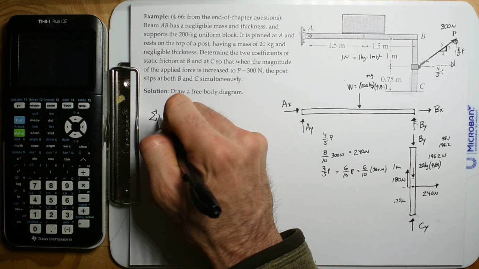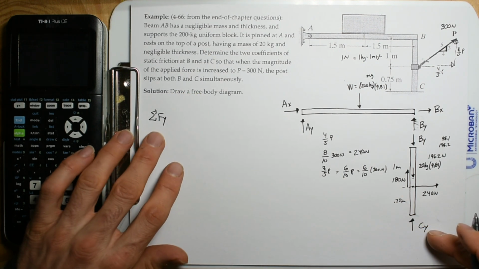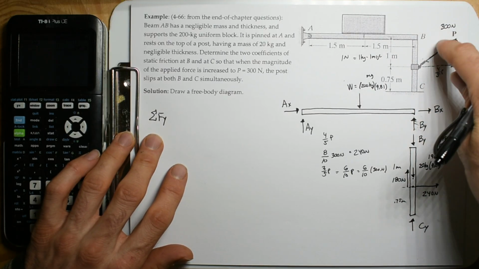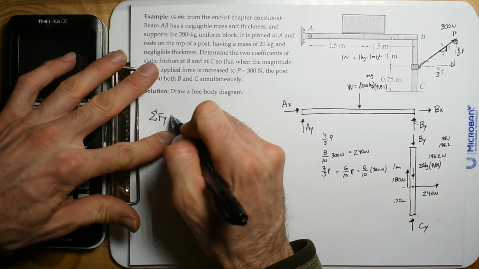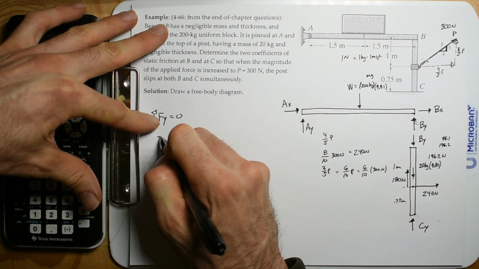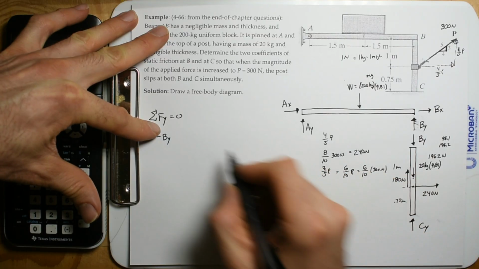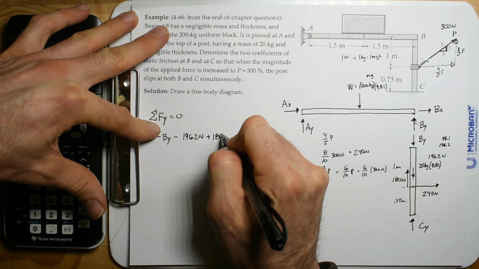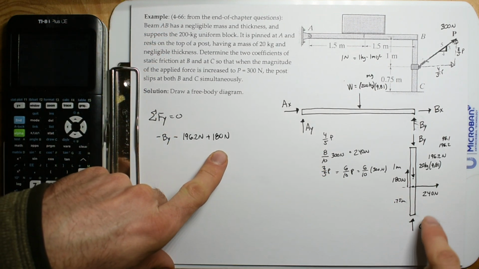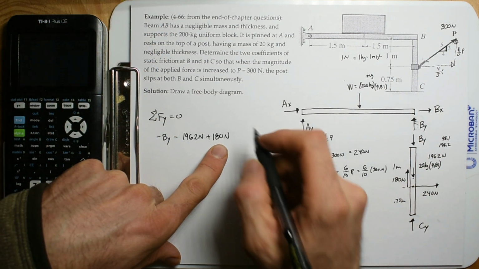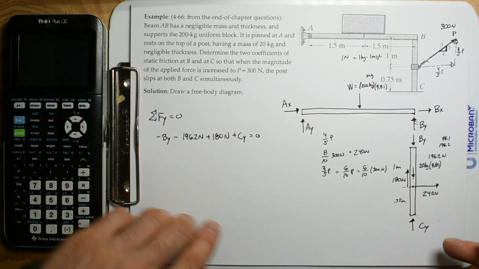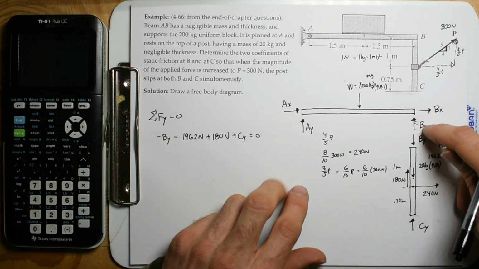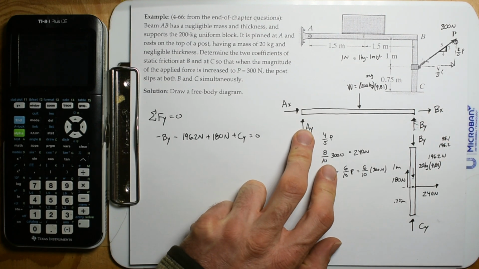So we have the sum of the forces in the Y direction right here. Yeah, and we're kind of skipping a step. We didn't figure out what BY was, but let's go for this. Is 0. So we're going to have negative BY minus 196.2 newtons plus 180 newtons, and then plus CY is equal to 0. Cool. So we have two different things here. We need to come back up to this one. I should have just done this first, getting it out of the way.